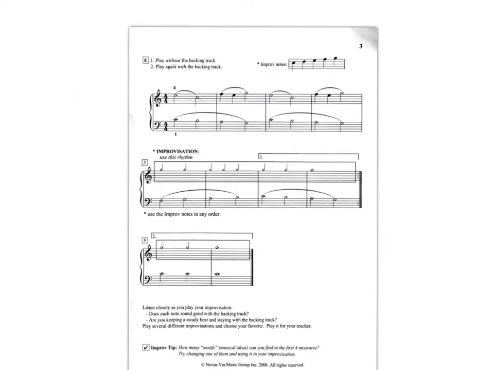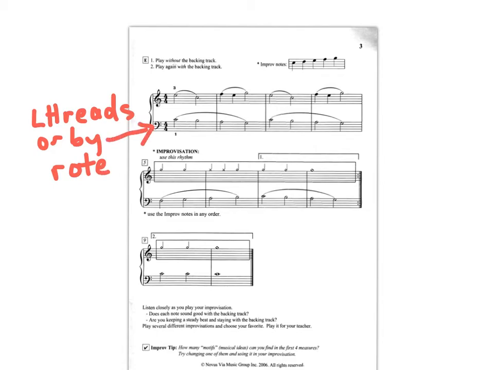I usually allow quite a bit of time for the student to get used to playing hands separately with the backing track before trying it hands together. When trying it hands together, when that time finally comes, I have the student focus on the left hand, with or without reading off the page, while attempting to improvise freely with the right hand as the brain allows.